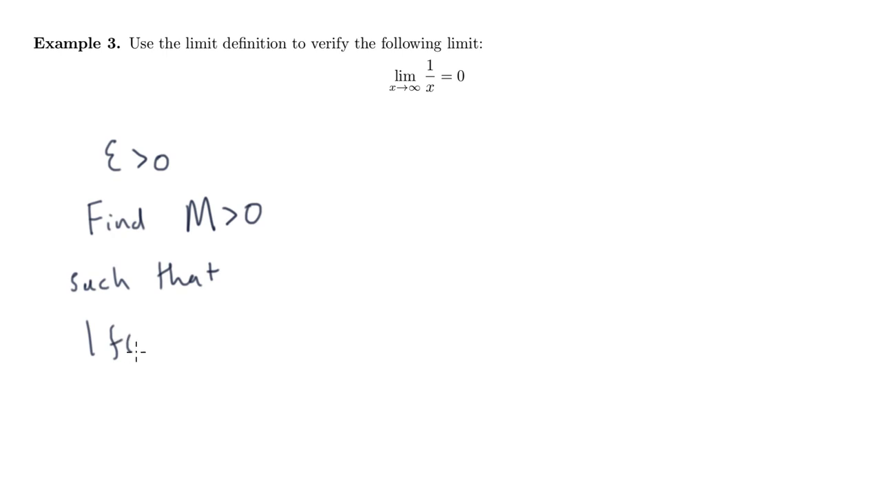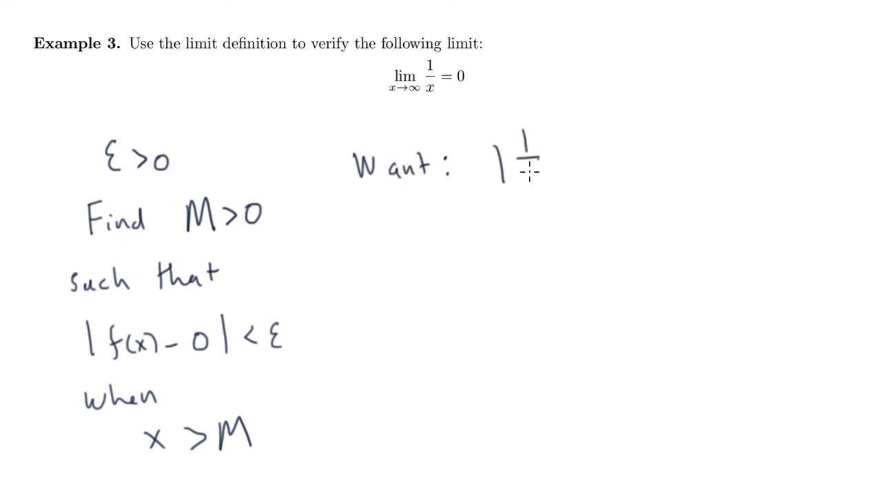Well, my function, in this case, L is 0, so the difference between my function and 0 is less than epsilon when x is bigger than m. Okay, but the strategy is the same. Let me just write down what I want to be true.